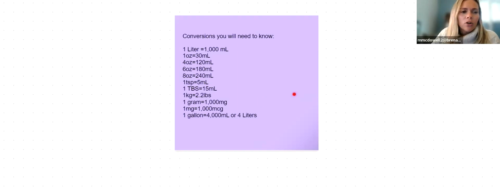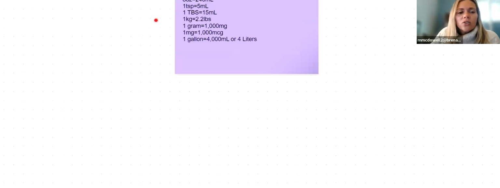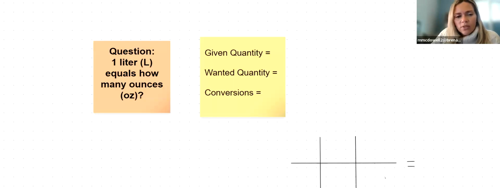I'm going to get rid of my laser. I'm going to get my pen. So for this question, 1 liter equals how many ounces? Now, if we're using dimensional analysis, the first thing that you're going to want to do is determine what's the given quantity, or what's the order. So in this question, the given quantity would be 1 liter. The question's asking you how many ounces are in 1 liter, so our wanted quantity is going to be in ounces.